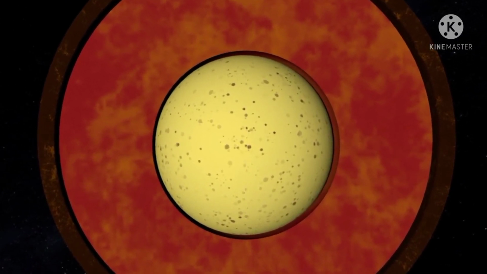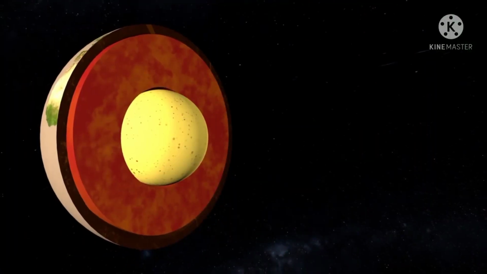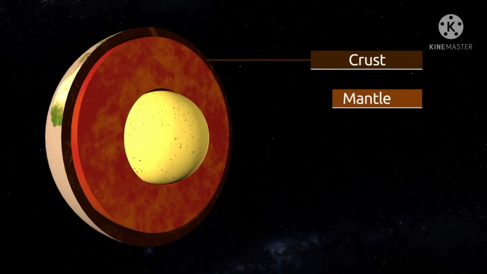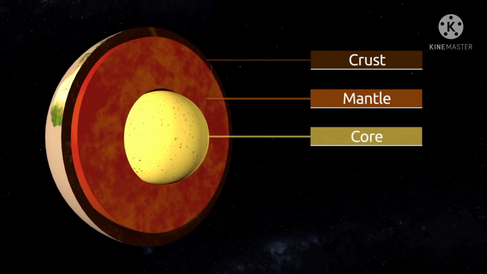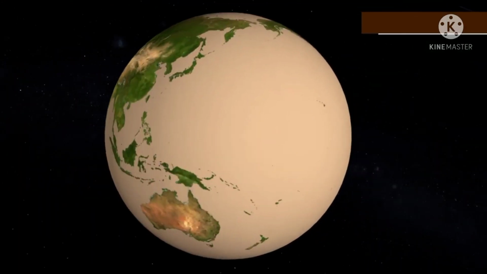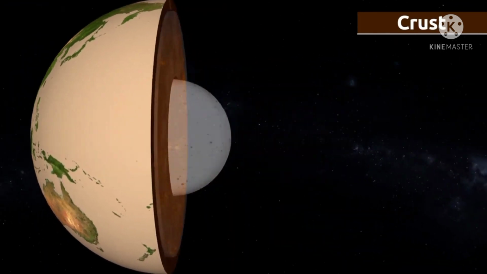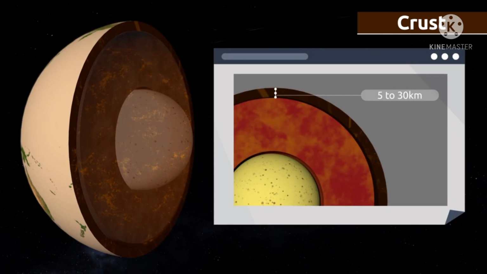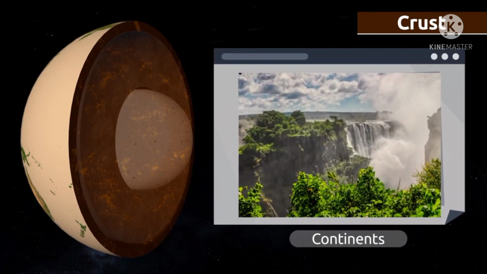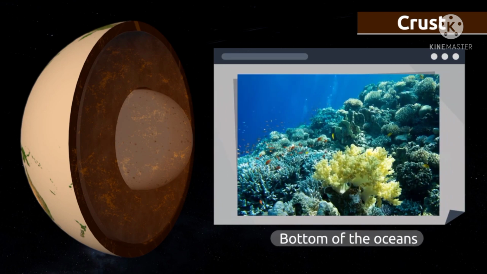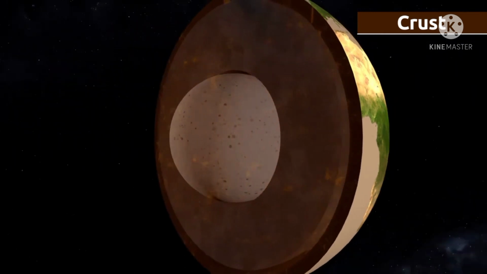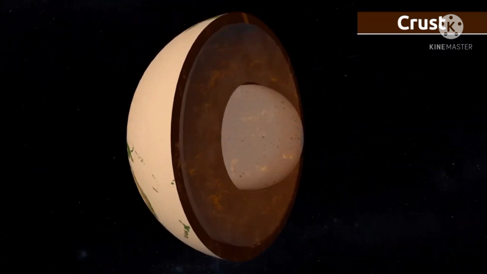The geosphere is made up of three concentric layers: the crust, the mantle, and the core. The crust is the thinnest outermost layer of the geosphere. The thickness of the crust varies from 5 to 30 kilometers. It is made up of continents and the bottoms of the oceans. It is broken up into several tectonic plates.